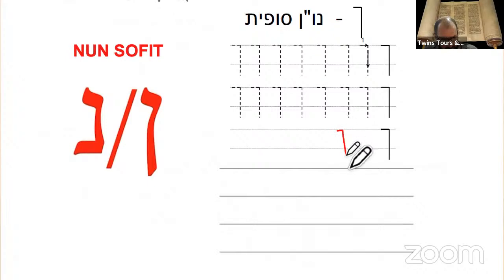And sometimes when writing, you see it without a dash on the top. You say it's a straight line. Anyway, the key is below the line. If it's below the line, in the end, it's nun.